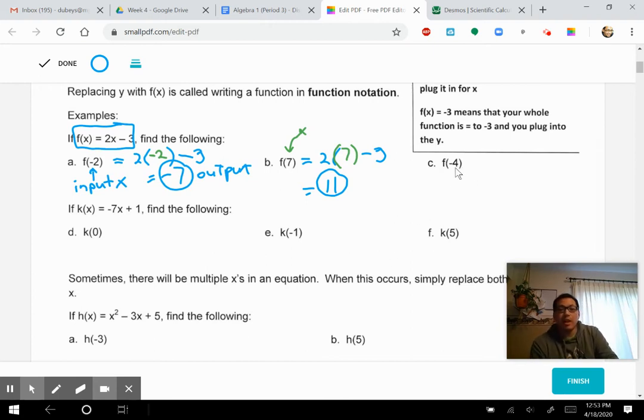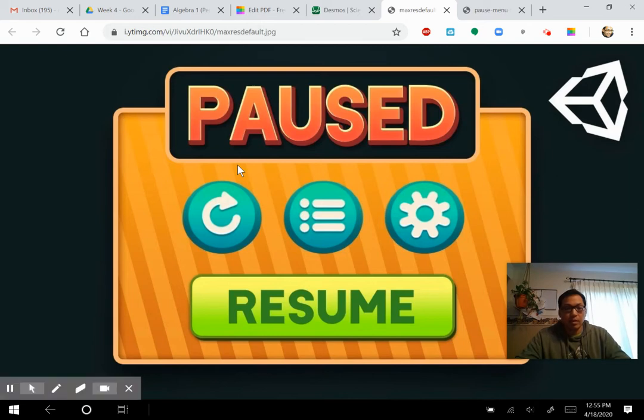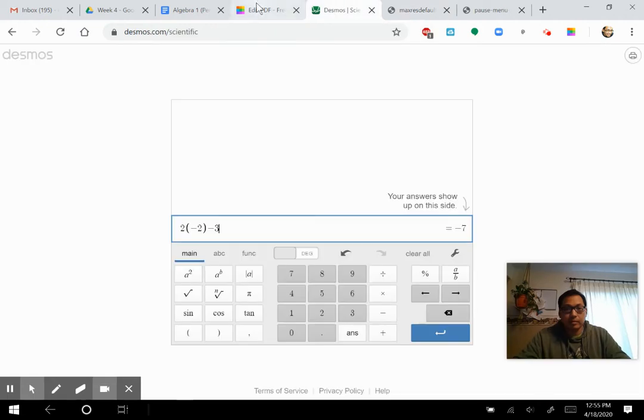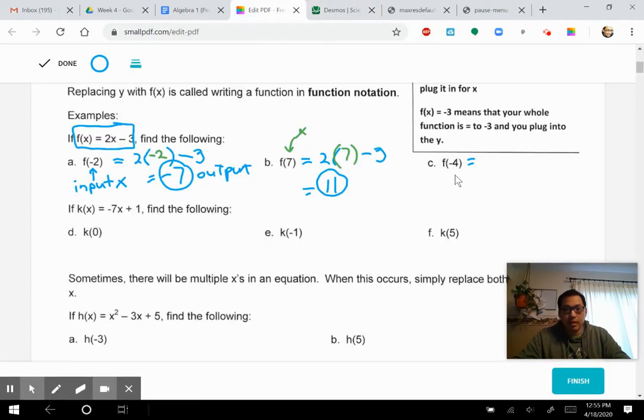Let's do one more. F of negative 4, just for practice here. Actually, why don't you go ahead, pause the video, and see if you could figure out mentally what this is. I'll give you a few minutes. In fact, let me put up a pause screen. Okay, so there you go. There's a pause screen. Take a few minutes and see if you can work that out. F of negative 4. What is this going to be?